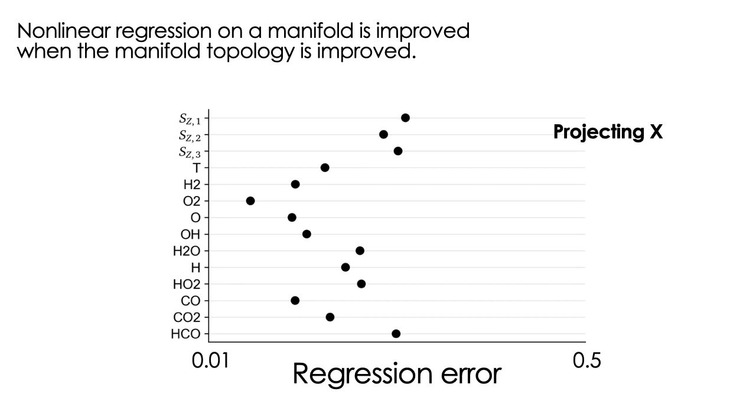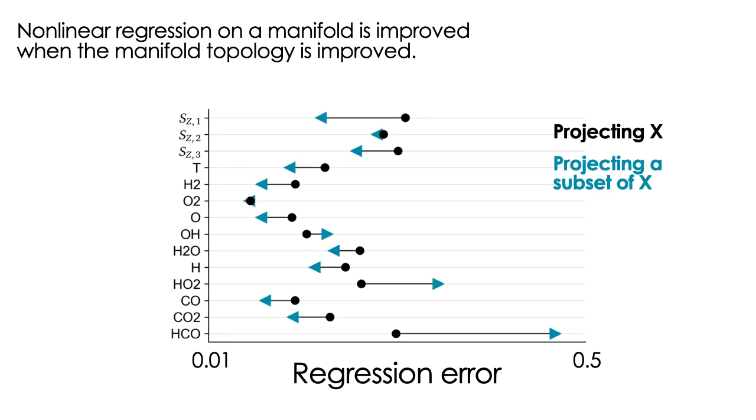And these errors are for projecting the full state vector, but with the best scaling option already selected. But if on top of selecting the best scaling option, I also select an appropriate subset optimized with our cost function, then these are the errors that I get. So you can see that for many variables, the errors dropped, especially they dropped for these three highly nonlinear variables.